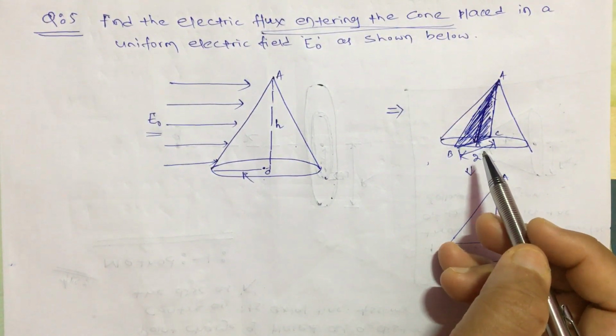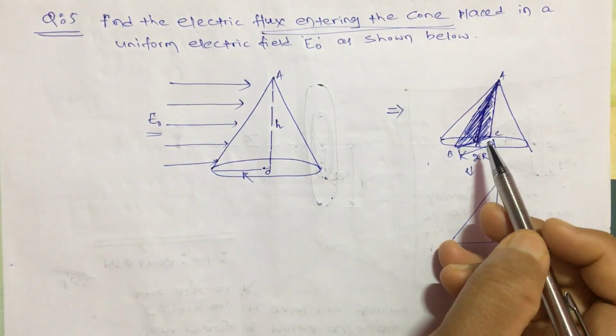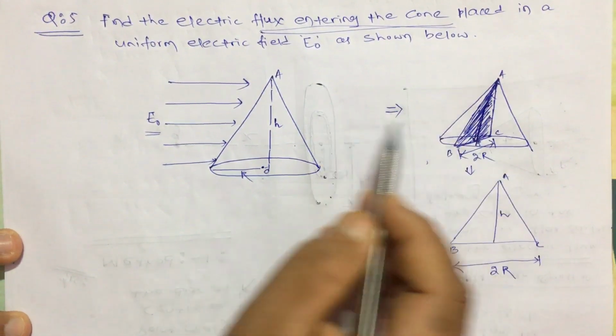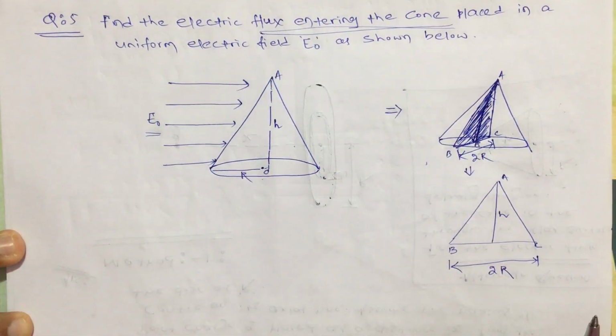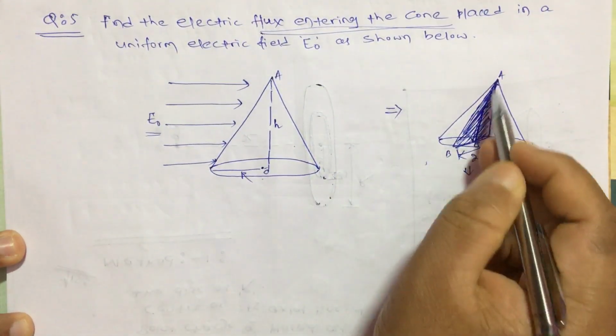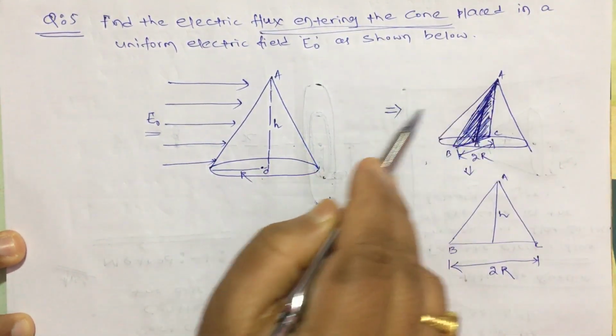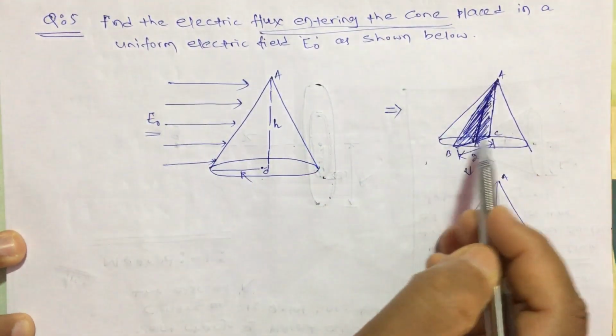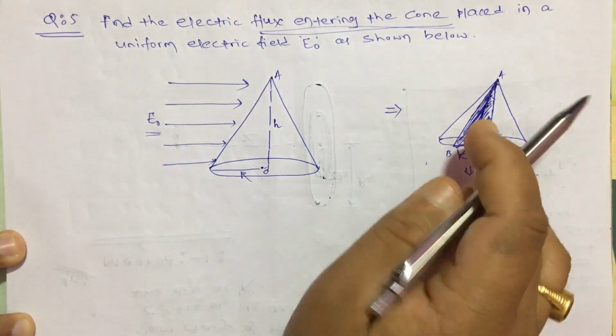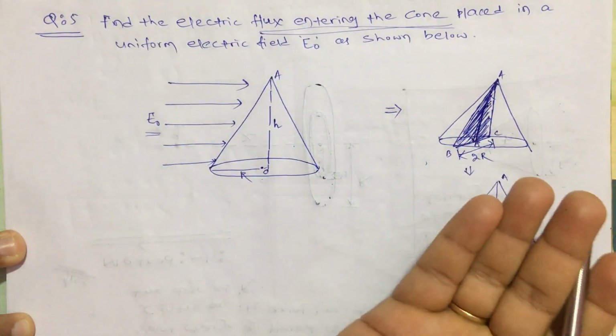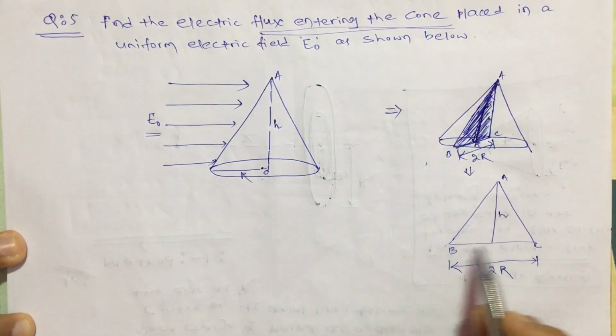Once you can imagine what the cone will look like if you see it from this side, then the answer is very simple. So we have to find the area of this triangle. If we look from this side, this is the triangle ABC. Now if I keep this triangle flat, then it will be like this, ABC.